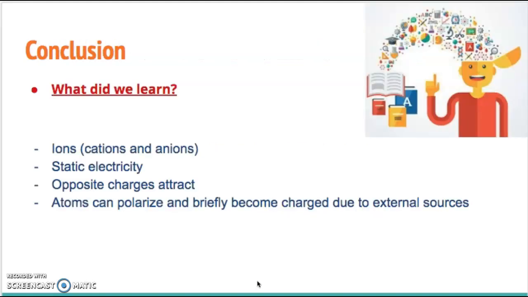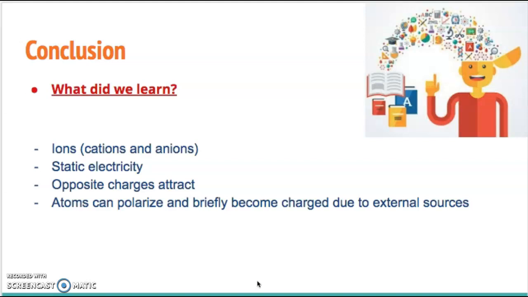So in conclusion, what did we learn? First, we learned about ions. We know that there are two types: cations, which have a positive charge, and anions, which have a negative charge. We also learned about static electricity, which is basically creating a negative charge on or in a different material. Then we learned that opposite charges attract. In addition to opposite charges attracting, we know that same charges will repel each other. So positive and positive will repel, and negative and negative will repel.